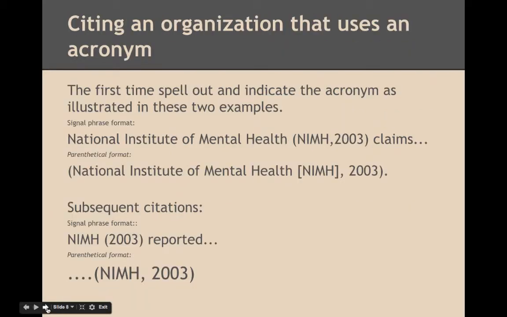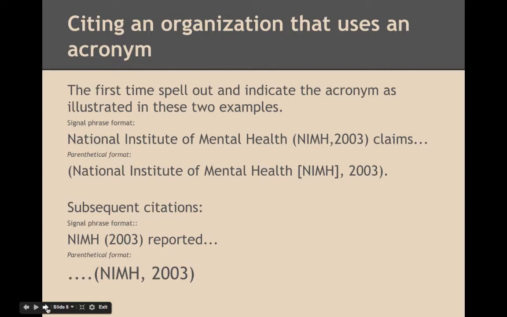Okay. How to cite an organization that you would be using more than once in your paper that has an acronym. It is illustrated in this slide. The first time you mention the organization, if you're mentioning it in the text of your paper, you would write it out, and in parentheses, you would indicate what the acronym is. Thereafter, in the paper, you would merely need to use the acronym.